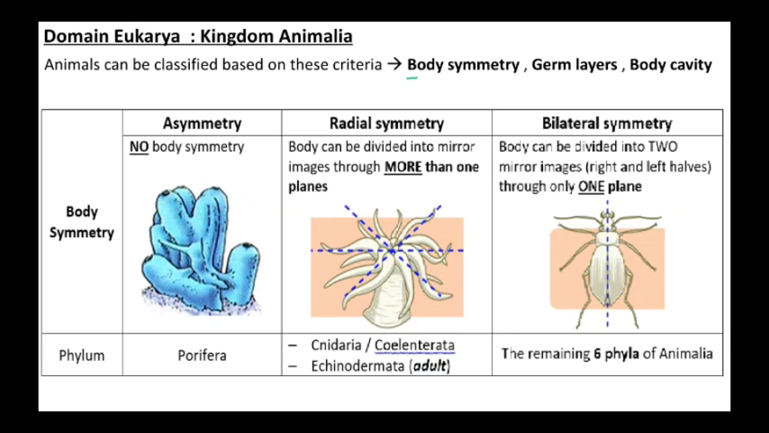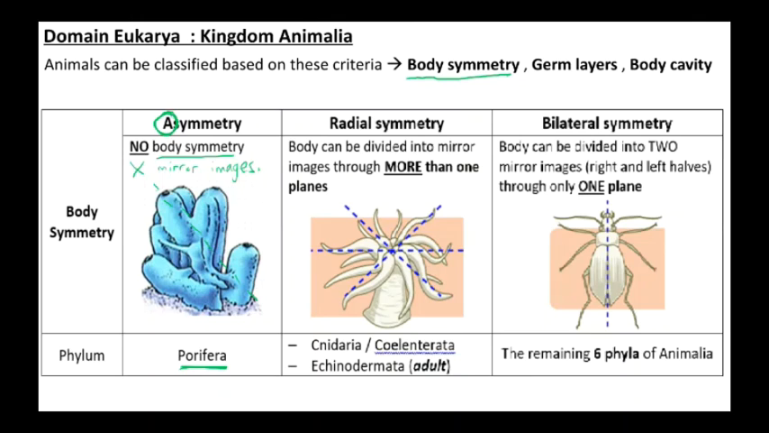First, let's look at body symmetry. If there is no body symmetry, we use the term asymmetry. And this is shown by the organisms in the phylum Porifera, the sponges. What does it mean by no body symmetry? No matter how you cut this organism, I just can't get any mirror images, no similar planes.